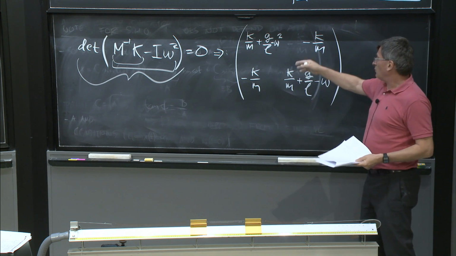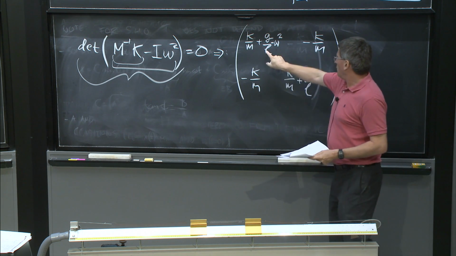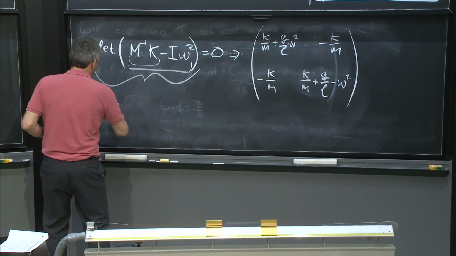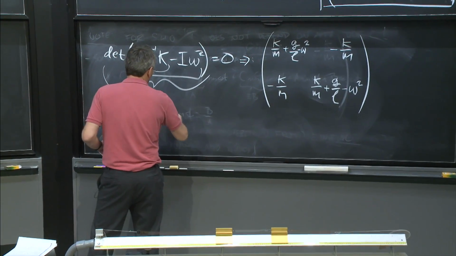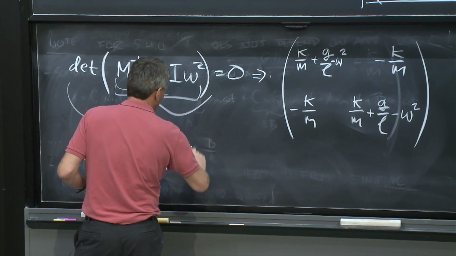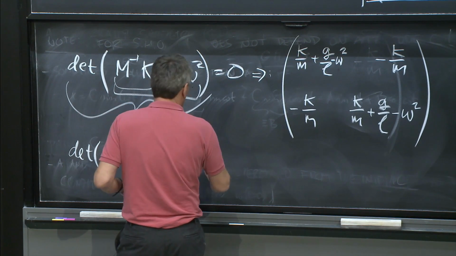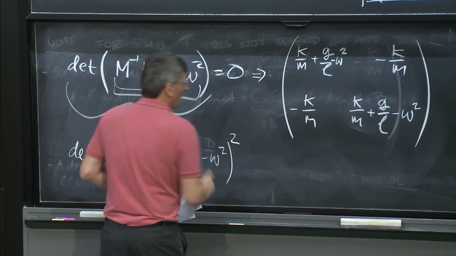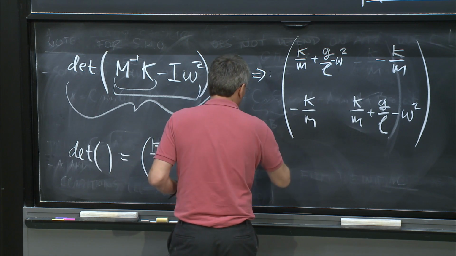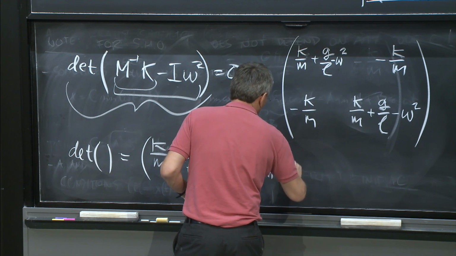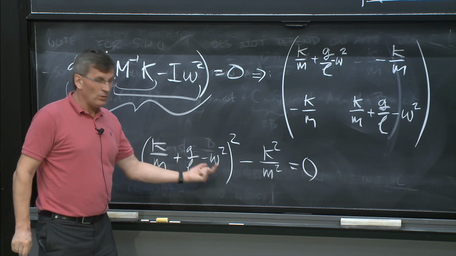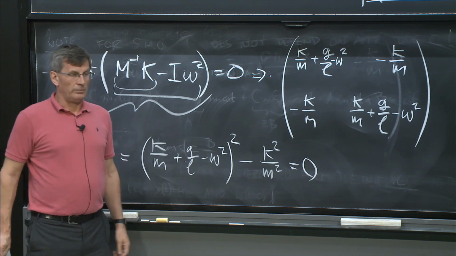So how do I calculate determinant of a 2 by 2 matrix? I do this by this minus this by that, right? So that of this matrix is equal to k over m minus g plus g over L minus omega squared. There are two identical terms, so I can put a square, and then minus this minus k squared over m squared must be equal to 0. Right? So this is the equation which we need to solve. We need to find which parameter omega sets this to 0.